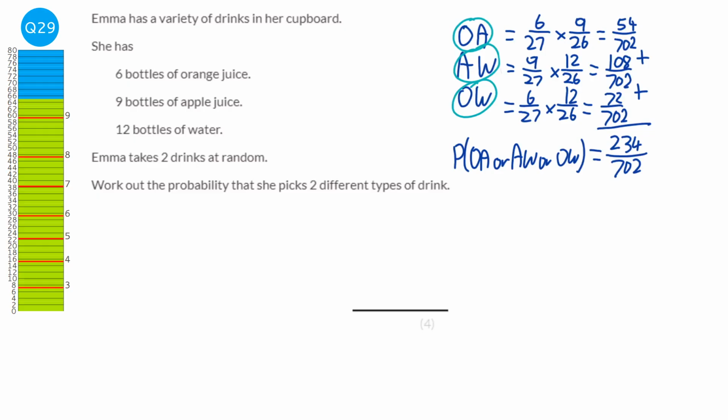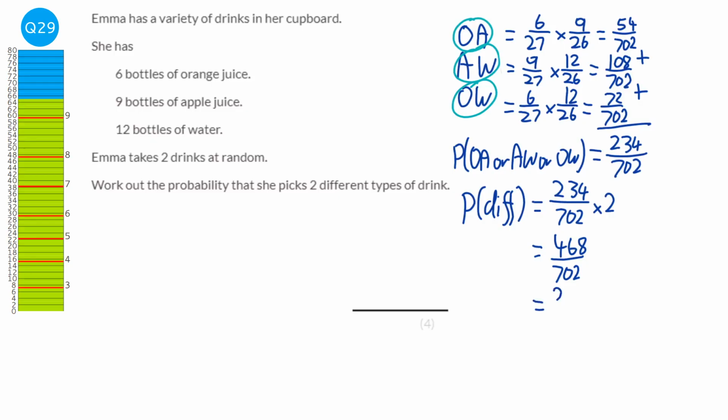Now, I said we would deal with the reverse situations now. As I said, OA is going to be equal to AO, AW is equal to WA, and OW is equal to WO. So all we need to do to find the probability that the drinks are different is get the 234 over 702 and just double it. We can do that by just doubling the numerator. So 468 over 702. That cancels down to 2/3. So there is a 2/3 chance that the drinks will be different.